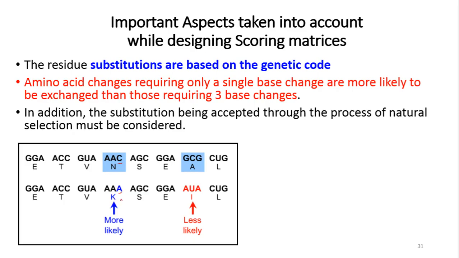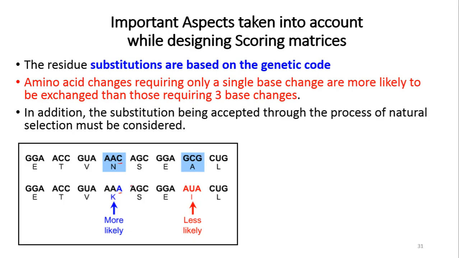Therefore such replacements are most likely to happen. Now if such a mutational event does happen, then it must be accepted by selection pressure as well. This is an important criterion. What I mean is that if a mutation happens and the protein loses its activity, then such a mutation will not be accepted through the process of natural selection.